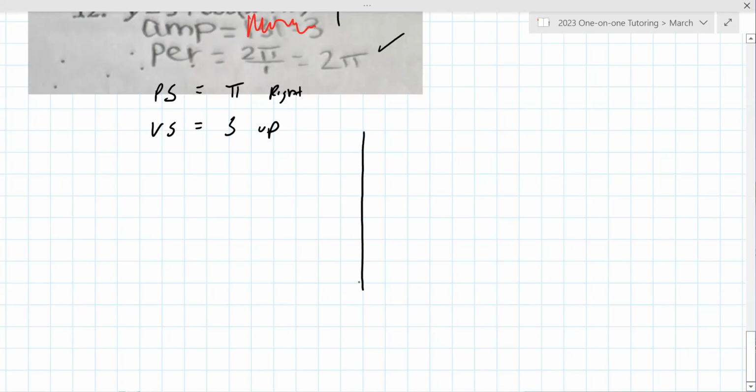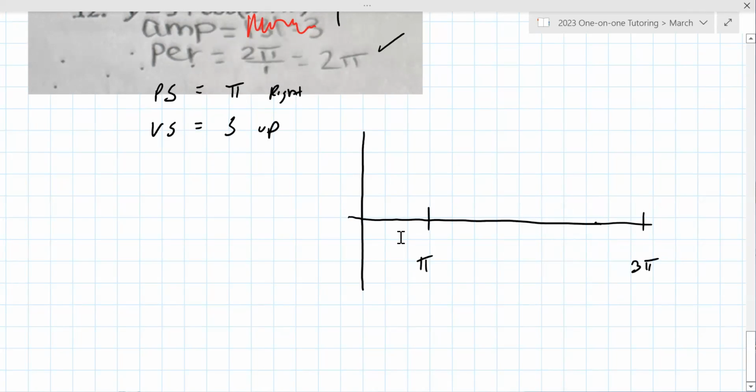So normally with cosine, you would just go out to 2 pi, because that's the period. Cosine starts high, comes down, goes back up. But you have to push everything out pi to the right. So you have to extend this out plus a pi, basically. So it's 2 pi plus pi, which we'll call 3 pi.